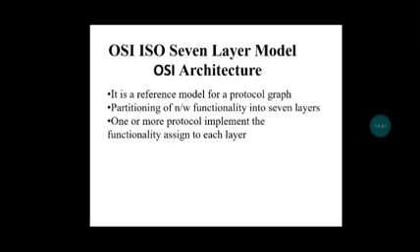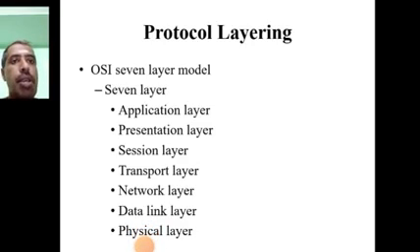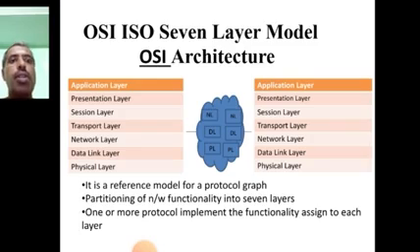The OSI reference model is a protocol graph that partitions network functionality into several layers. One or more protocols implement the functionality assigned to each layer. The OSI model layers are application layer, presentation layer, session layer, transport layer, network layer, data link layer, and physical layer. This is the overview of an OSI architecture.